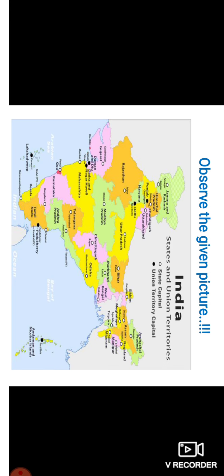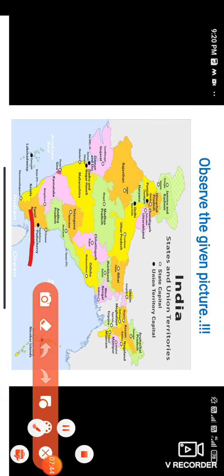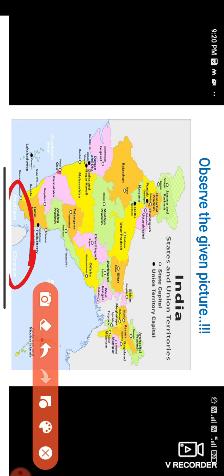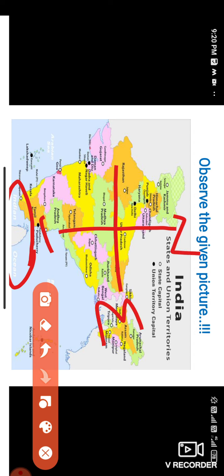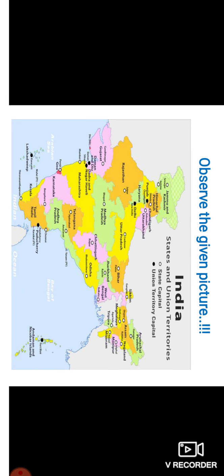Another thing is that the Indian Ocean, in this portion, borders Tamil Nadu, so they share borders with Tamil Nadu. That is in the south, as we have learned about the directions. This is east, this is north, south, and this is west. So you'll see that Tamil Nadu is in the south and it shares a boundary with the Indian Ocean.